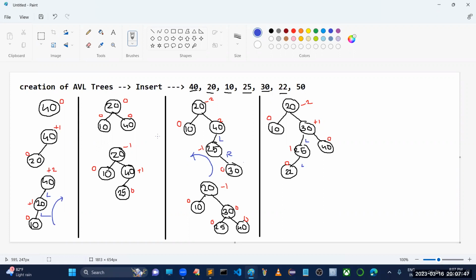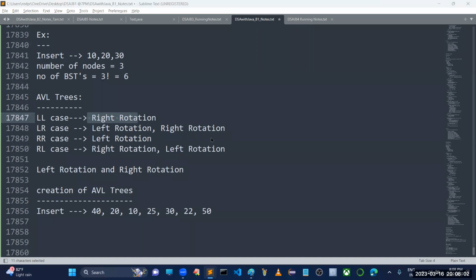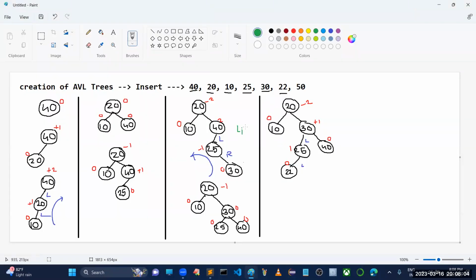Sir, we have done a small mistake here. What is that mistake? I'm writing in green color. See here. This is an LR problem we got, right? LR means what? Left rotation we have to do, and then right rotation we have to do. Sir, left rotation means what?